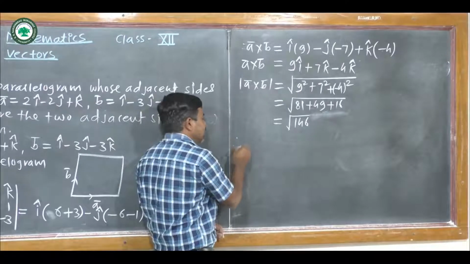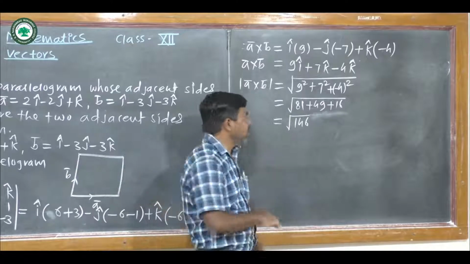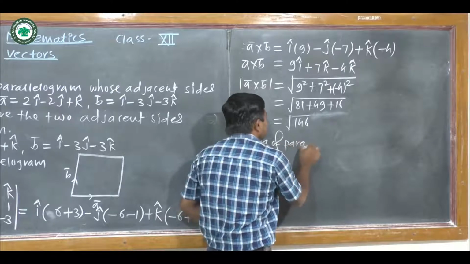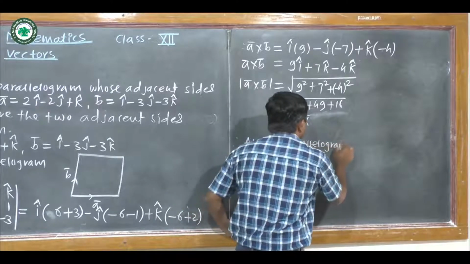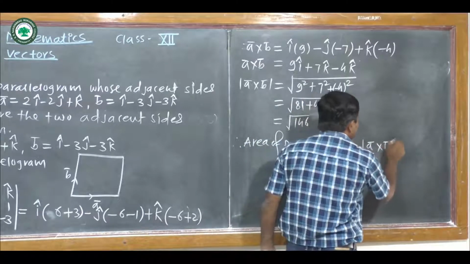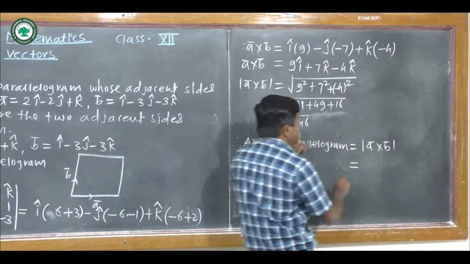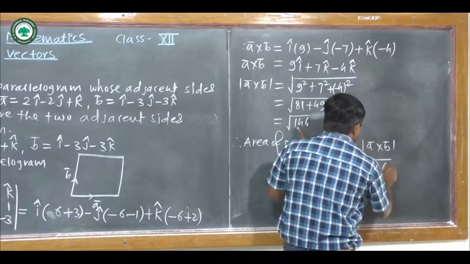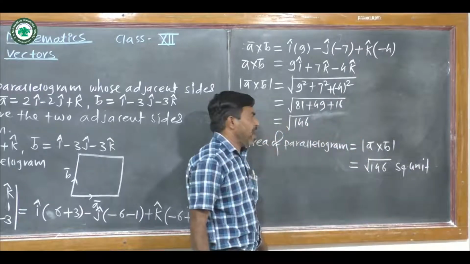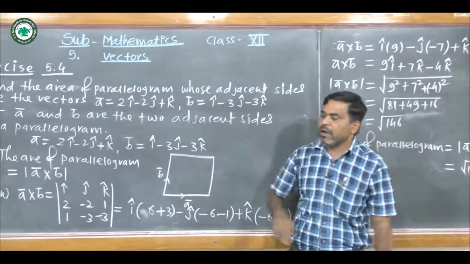146. And the last, you know that the area of parallelogram is magnitude of a bar cross b bar. So therefore area of parallelogram is equal to magnitude of vector a bar cross b bar, and it is equal to, see, magnitude of vector a bar cross b bar is square root of 146. It is square root of 146 square unit. So this is the area of parallelogram whose adjacent sides are a bar and b bar.